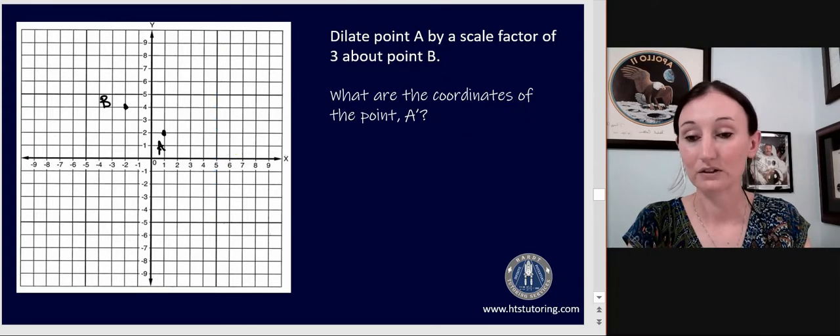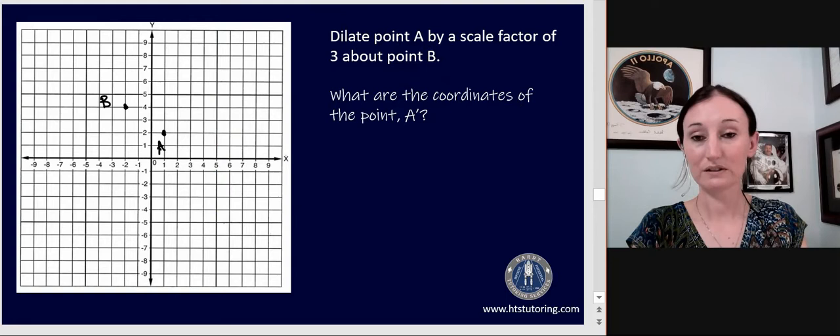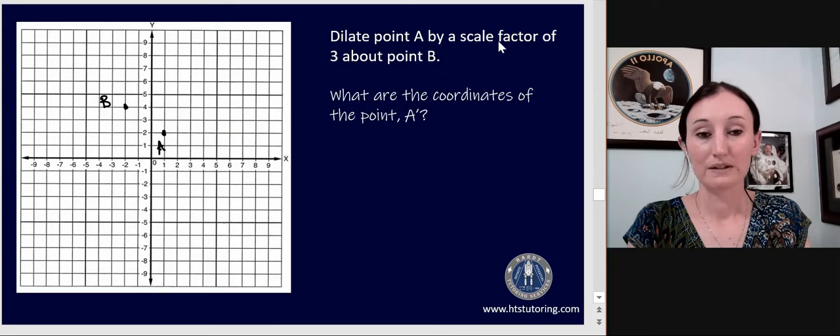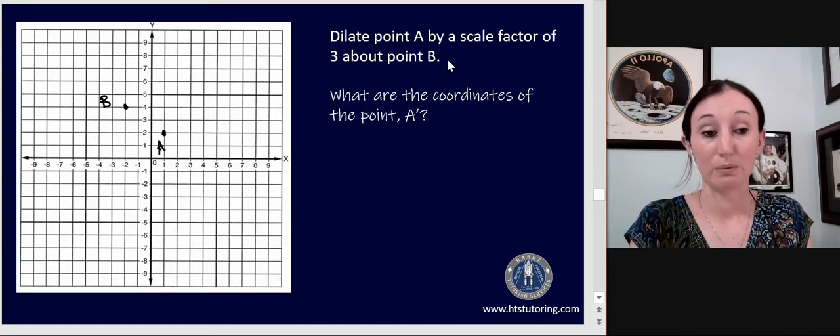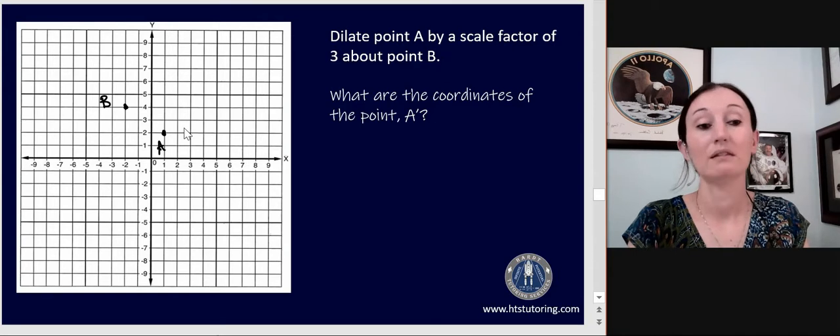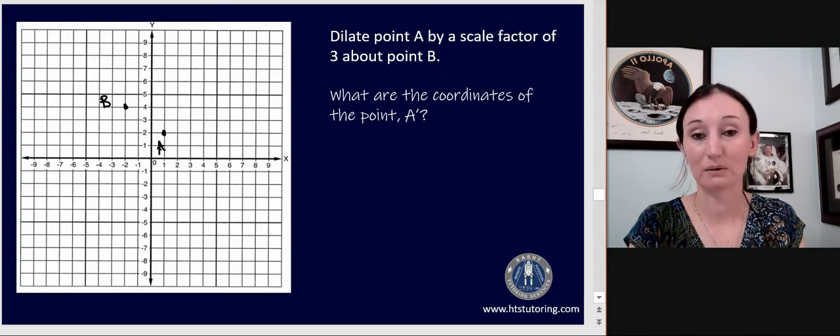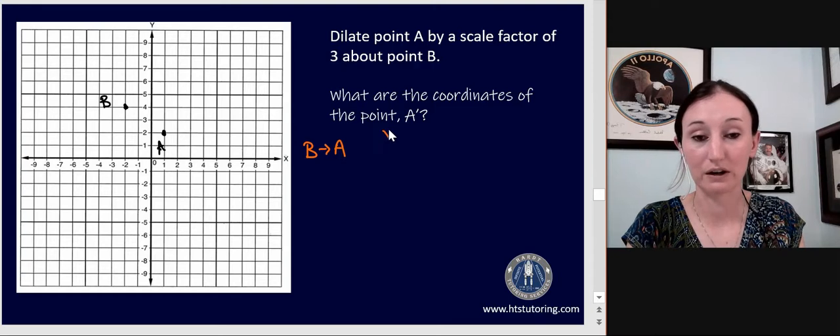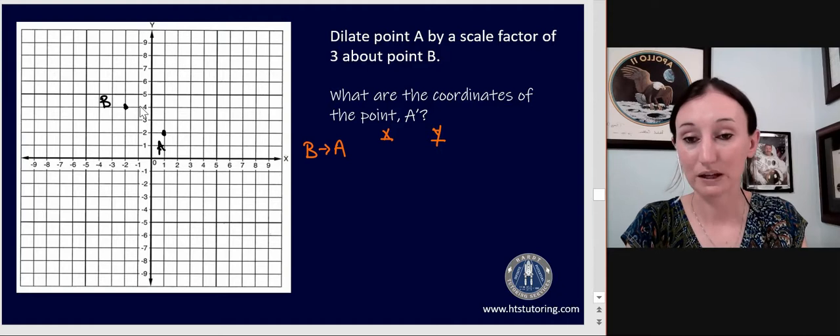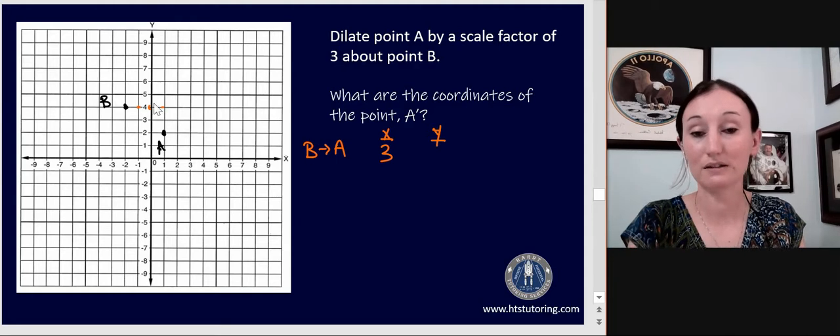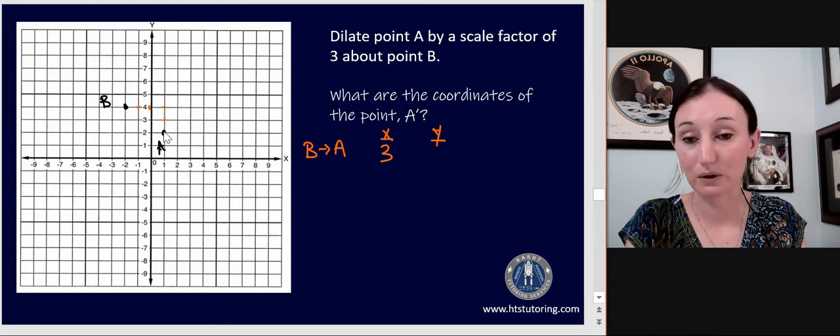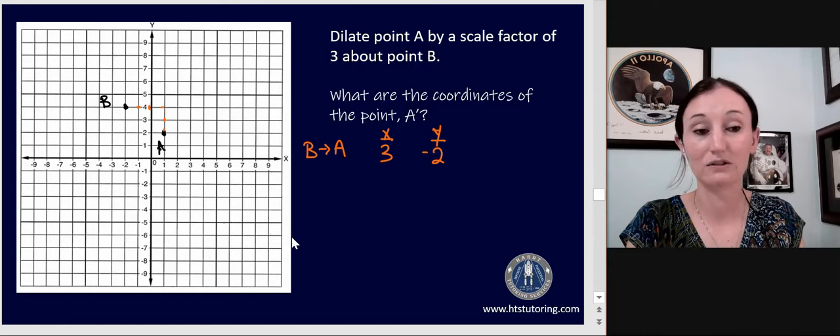So now let's try another one. All right, so let's look at this one. We want to dilate point A by a scale factor of 3 about point B. Okay, we need to find those distances. So from B to A, we need to figure out what is my x distance, what is my y distance. So my x is 1, 2, 3, but it's positive. So we're going to the right. So positive 3, and in the y, 1, 2, negative 2.